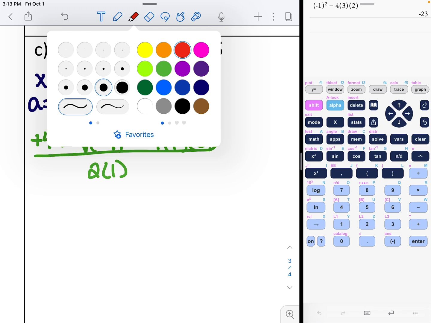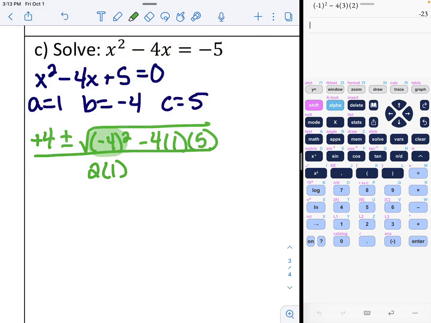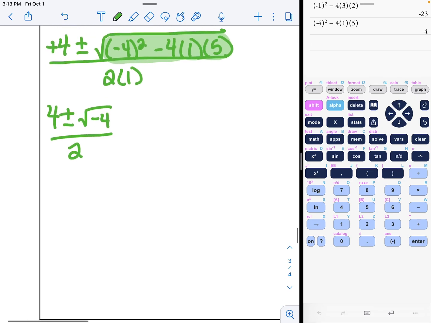I'm going to change my highlighter color because it's a little obnoxious. I'm going to put that in the calculator without the square root. So I'm going to have 4 plus and minus the square root of something over 2. Let's go ahead and see what that something is. I'm going to hit enter. -4. Well, this is going to be a very interesting problem.